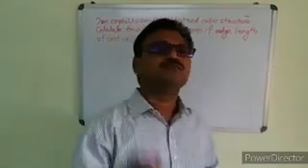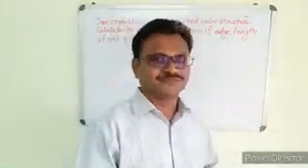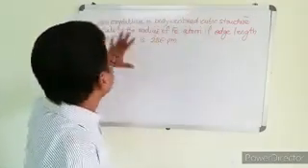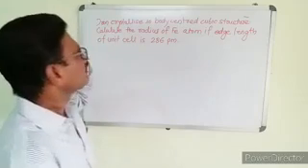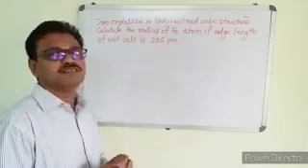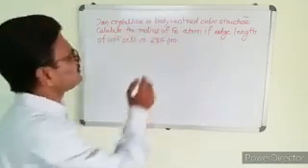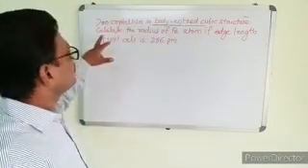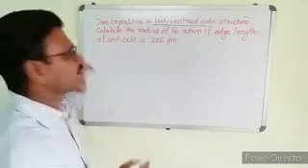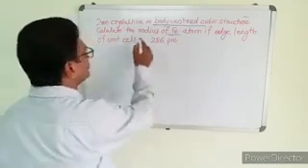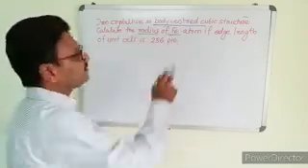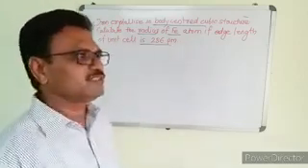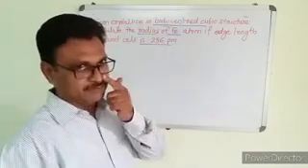So let us start numerical on the basis of density. See this numerical: iron crystal, that is BCC unit cell. We have to calculate the radius of iron if edge length is this. So edge length is given and BCC is given.